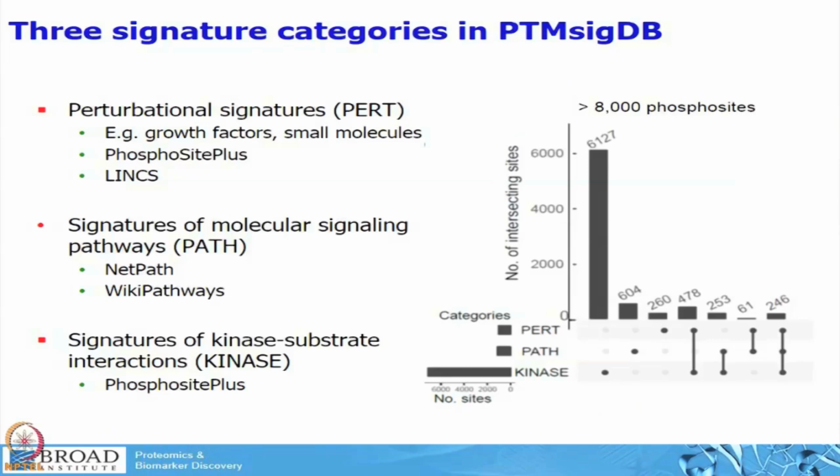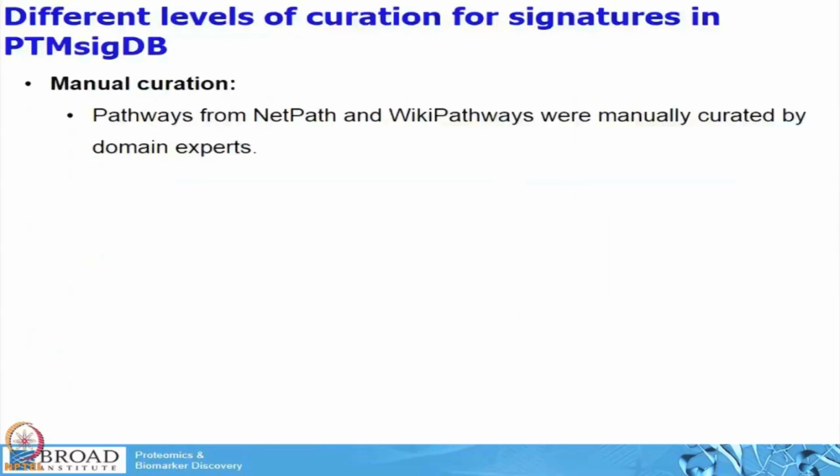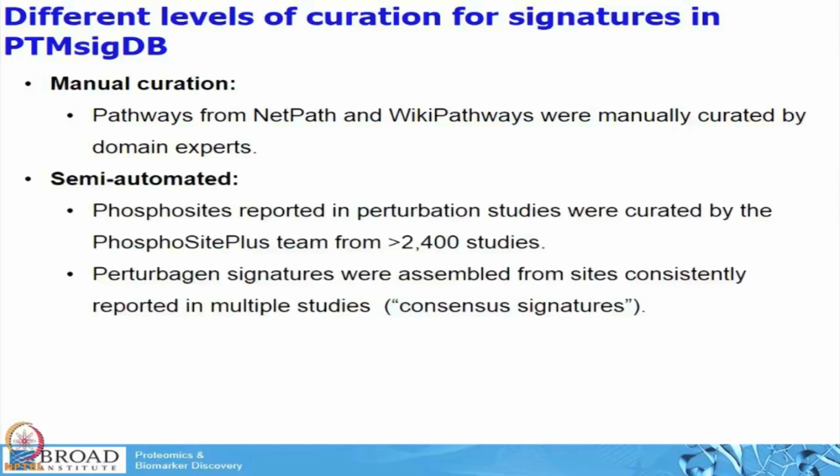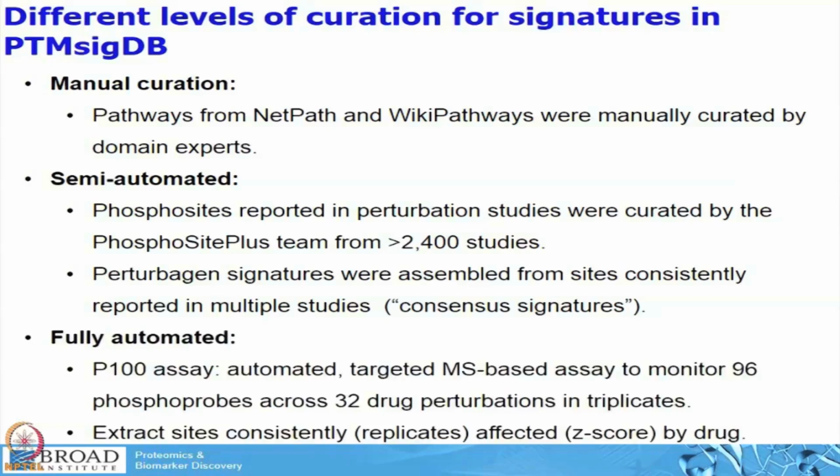Okay, so I'll quickly go through here. Right now we have pathways, we have kinase substrate signatures, which we talked about, and we have a lot of perturbations by growth factors, also small molecules in this database. Most of these pathways have been completely manually curated by curators from NetPath and WikiPathways, and we also extracted signatures semi-automatically and fully automatically. So we try to come up with a standardized way to automatically derive these kinds of signatures from known literature.